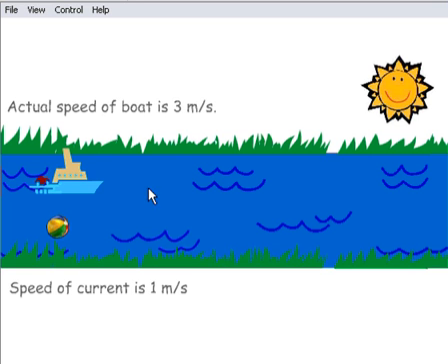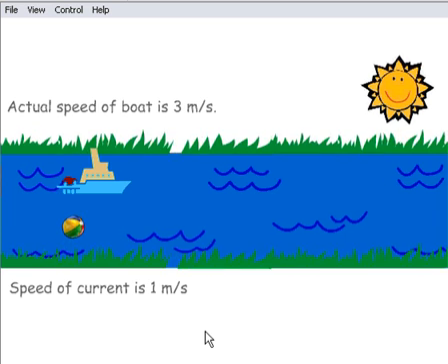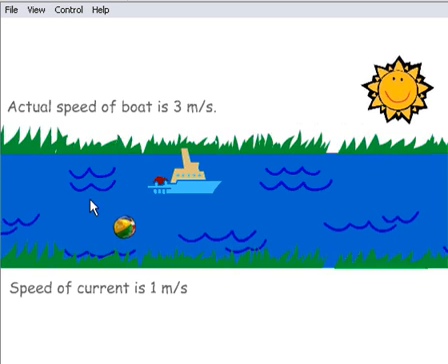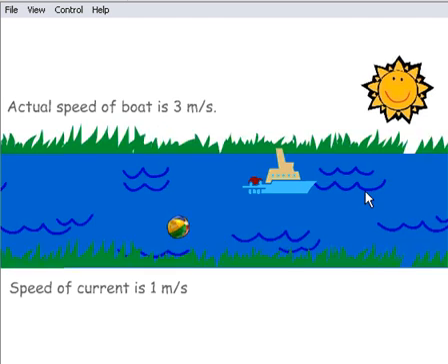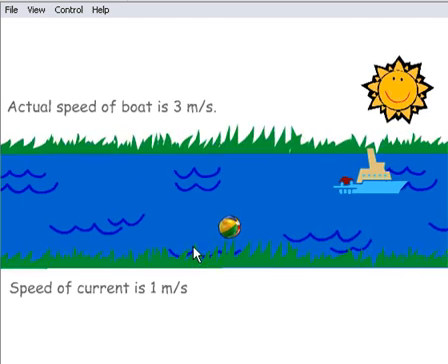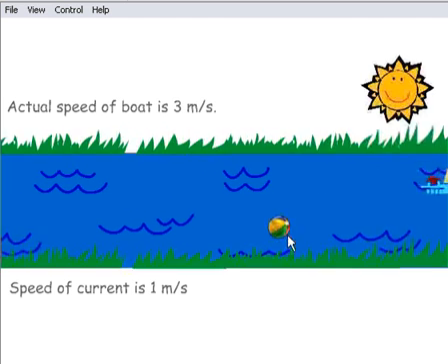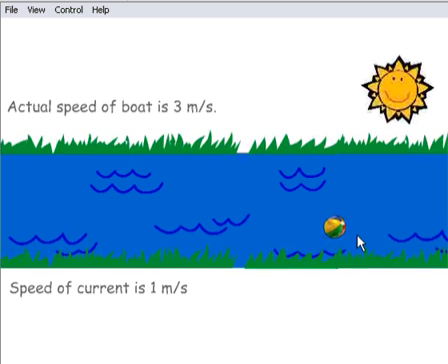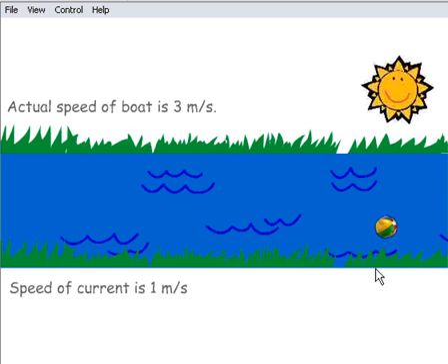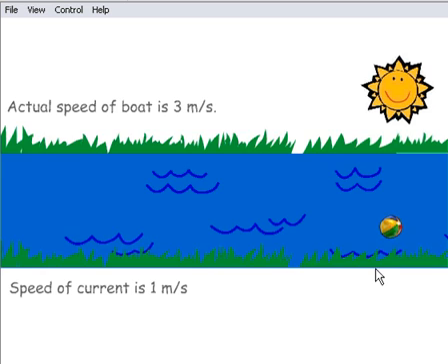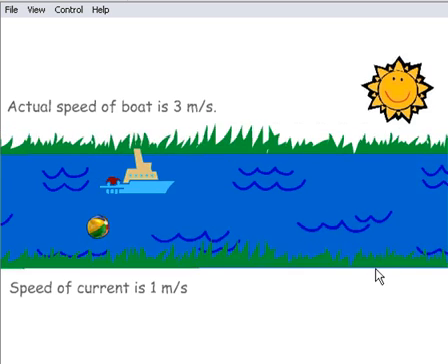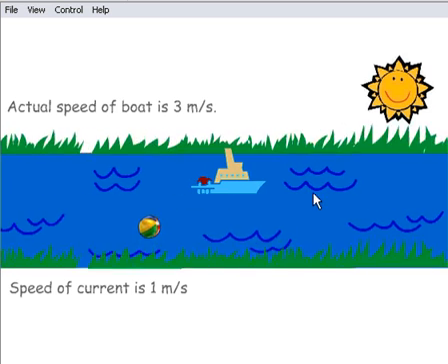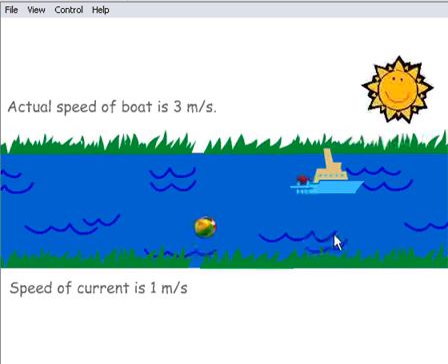We have a boat that is actually traveling at 3 meters per second, and the speed of the current is 1 meter per second. So this is what you will see. Okay, the boat is traveling faster than the current. The ball of course represents the current because it's on the current, and there you go. Okay, so this is what's going on. The boat is actually traveling faster than the speed of the current.